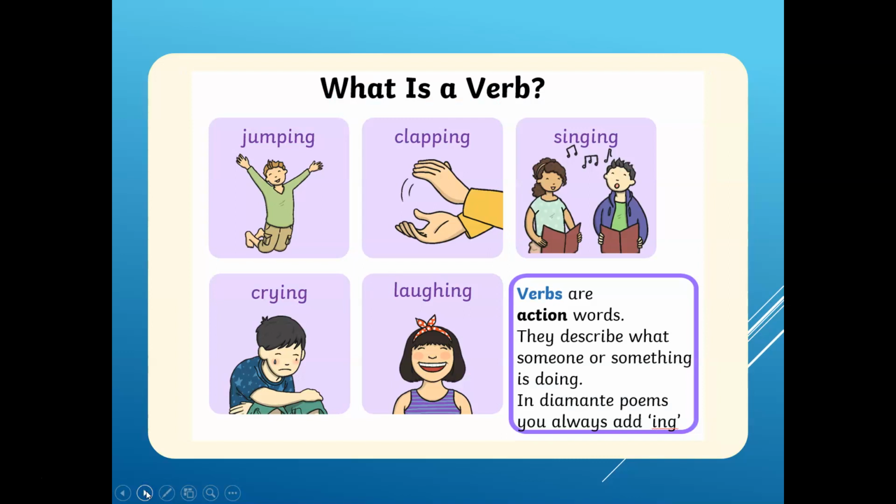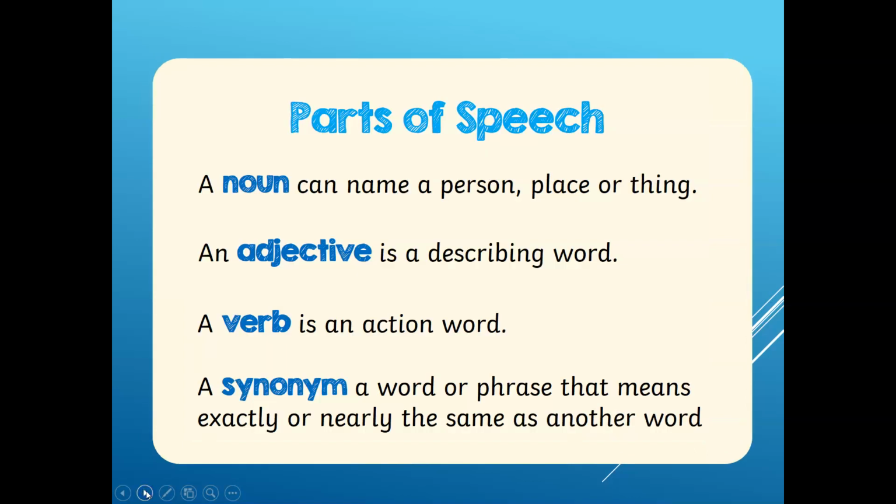So what is a verb? Jumping, clapping, singing, crying, laughing. Verbs are action words. They describe what someone or something is doing. In Diamante poems, you always add an ing to the verbs you are using. So, quickly review. A noun can name a person, place or thing. An adjective is a describing word, describes the noun, and a verb is an action word.